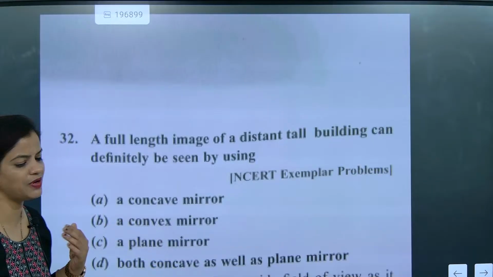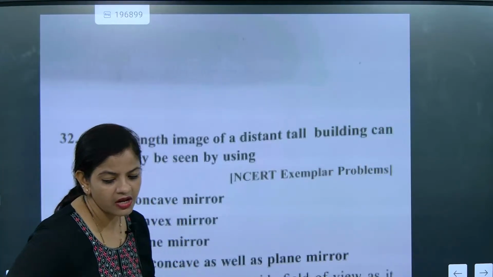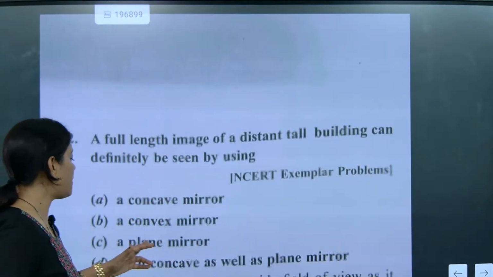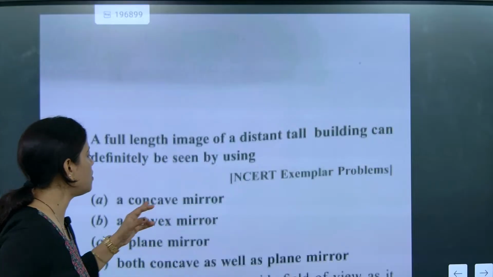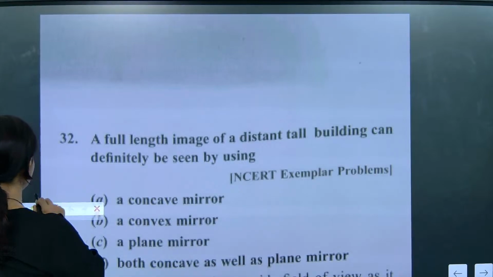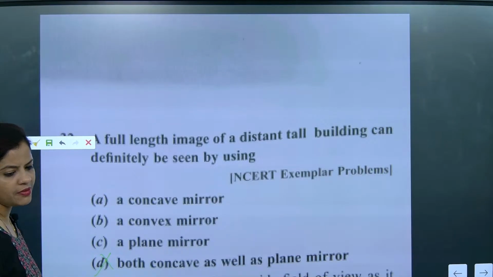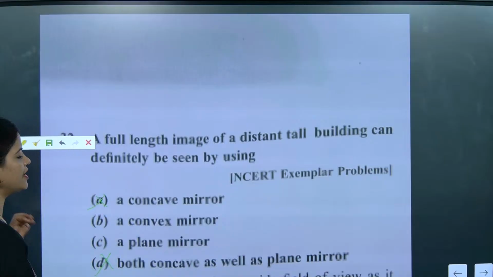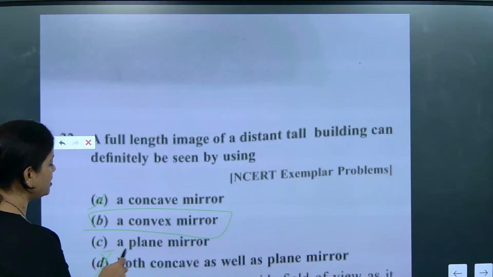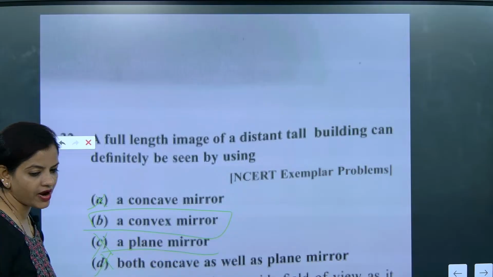Both concave as well as plane mirror will never be the correct answer, children. So what can be the correct answer? A plane mirror? No. A convex mirror or concave mirror? So let's see. This one will never be the answer because plane mirror, no. Concave mirror will never be the answer. Now we are going to talk about convex mirror and plane mirror. Plane mirror, no, because I need half of the image.